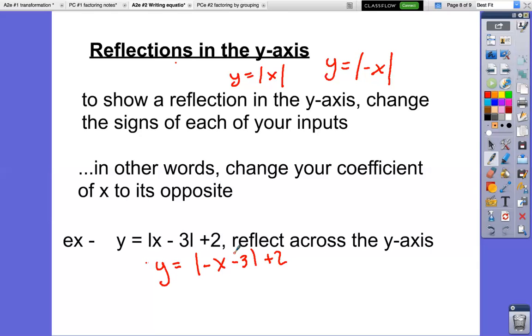Okay, so notice the difference. If I were reflecting it across the x-axis, the negative sign will be right here, outside the absolute value. If it's reflected across the y-axis, the x becomes the opposite inside the absolute value, and that is it, okay? Any questions? It's pretty simple, but that's why we have to say how it's reflected, or which axis it's reflected over. So I'm going to go ahead and clear that off.